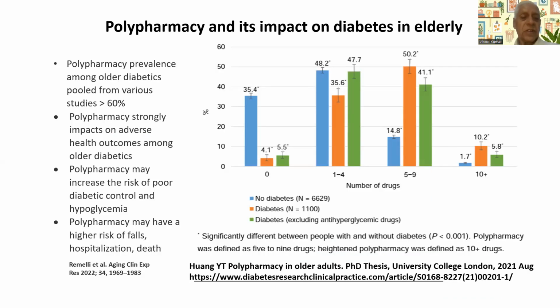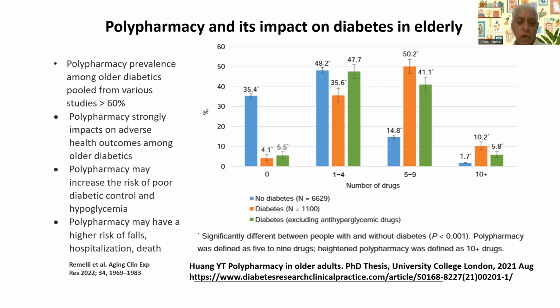Polypharmacy prevalence is very high in elderly diabetic patients. It can be as much as 60% of these patients taking a lot of drugs. Polypharmacy impacts adverse health outcomes among older diabetics especially. They increase the risk of poor diabetic control and hypoglycemia, and they also increase the risk of falls, hospitalization, and death.